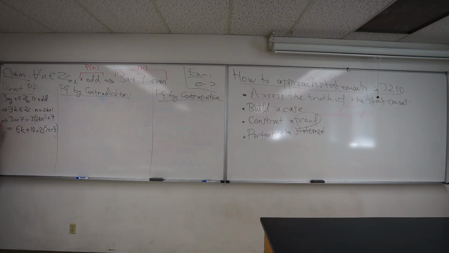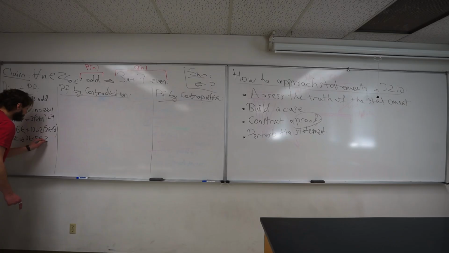Then I say, as k is an integer, so is this expression, 3k plus 5. So k is an integer, hence 3k plus 5 is also an integer, hence 3n plus 7 is an integer multiple of 2. And that is the end of the proof.